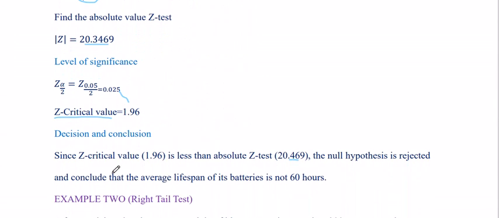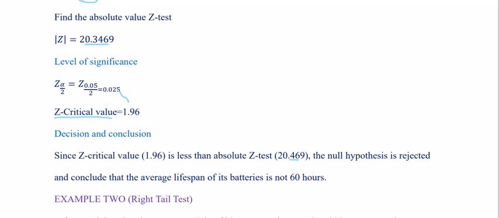So I will conclude, since Z critical value 1.96 is less than the absolute Z test 20.3469, the null hypothesis is rejected. I conclude that the average lifespan of the battery, that is the battery that the company produces, is not up to 60 hours. So that's that about the 2T test.